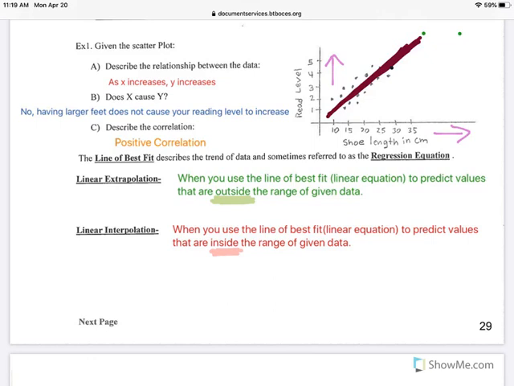So where you would look at your line of best fit and you would focus on points that are inside the range of data. So somewhere in between your lowest and highest values.